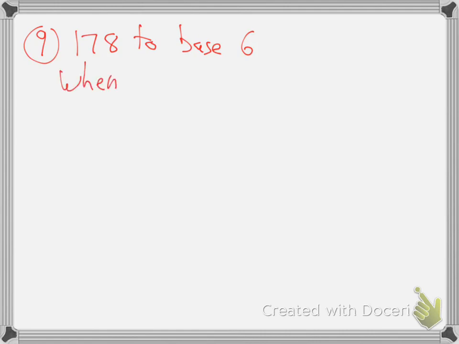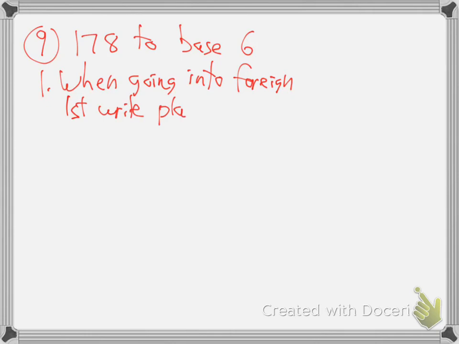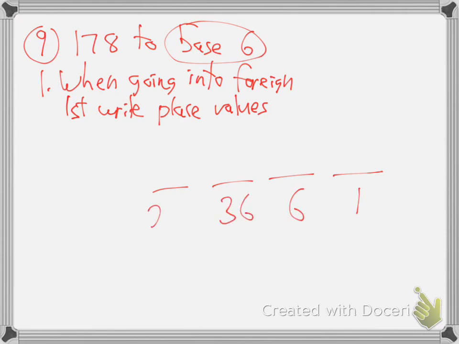Let me write some steps out to help. When going into a foreign base, not base 10, first write out the place values. It starts with the 1s, as you know. So we're doing base 6, right? Remember how it works? You start with 1, you go times 6, times 6, times 6. So times 6 is 6, times 6 is 36. You can use a calculator and everything. 216.